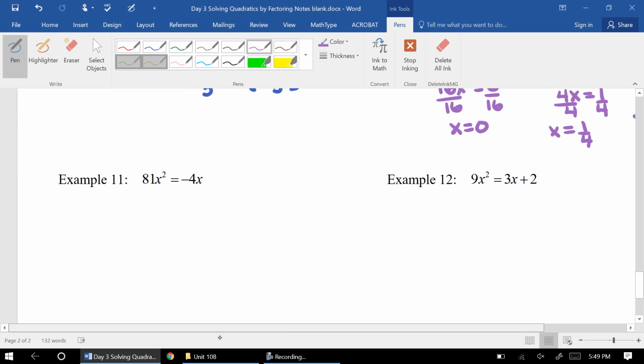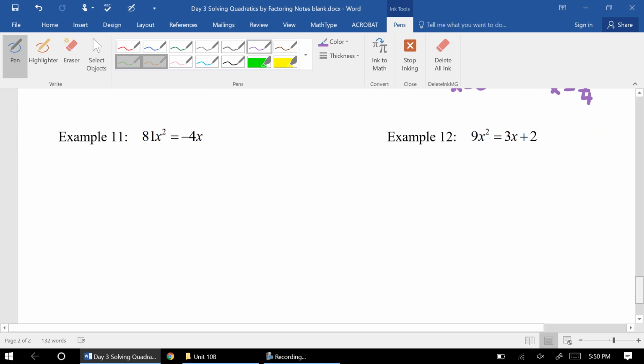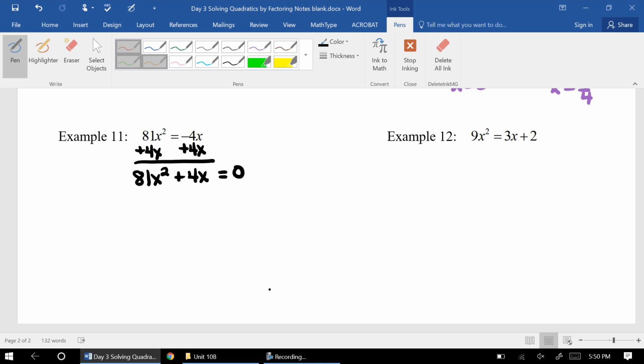All right, example number 11. Again, take a moment and analyze this question and decide which would be the best way to solve it. Notice it's not in standard form. So the first thing that I'm going to do is add the 4x over to the other side. This gives me 81x squared plus 4x equals 0. And whereas both 81 and 4 are perfect squares, because this is a plus, and I have the x in both terms, I know that the only way I can solve this is by looking for a GCF. And my GCF here is x.